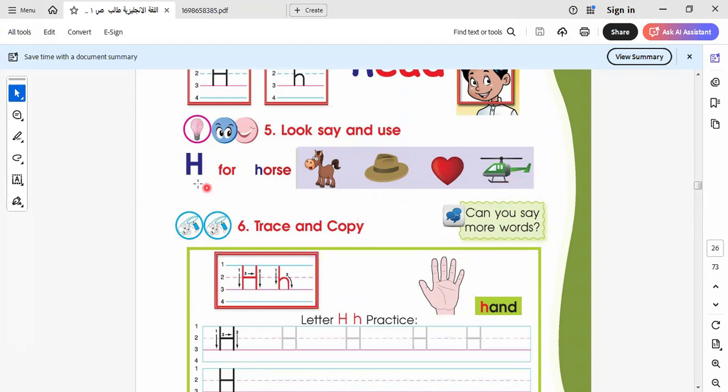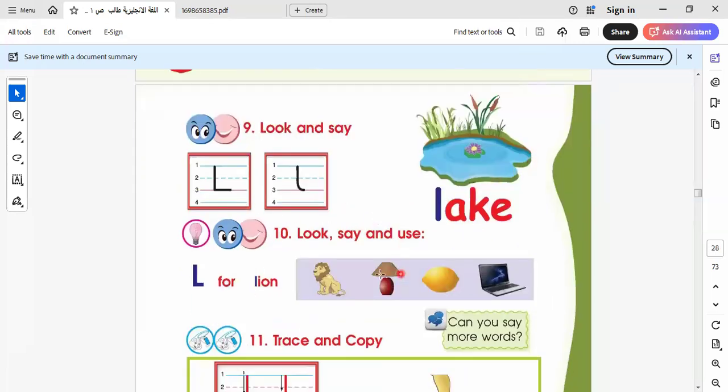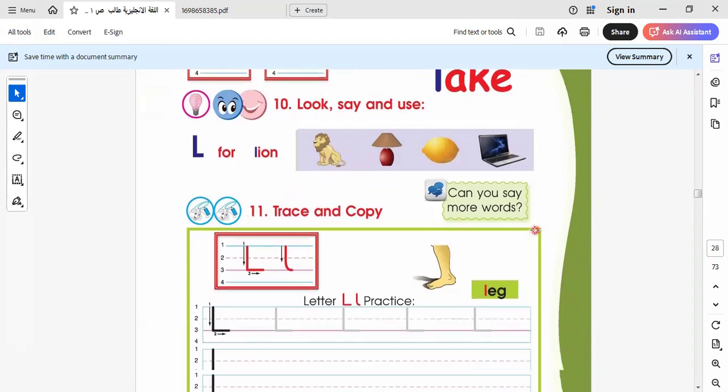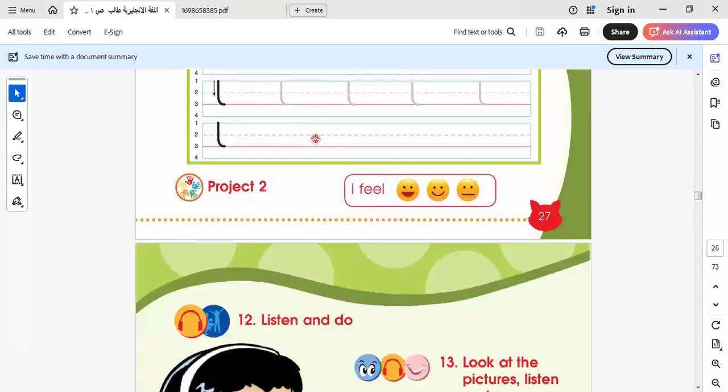So it's helicopter. So letter H. It will be for horse, head, hat, heart, and helicopter. Here we have letter L. Letter L will be for lion, lamp, lemon, and laptop. Here we have capital L and small l, written like this.